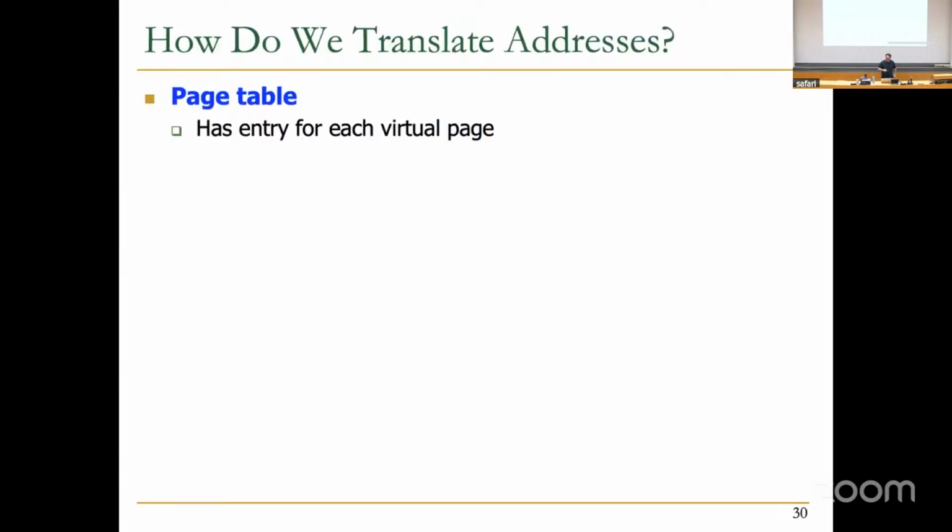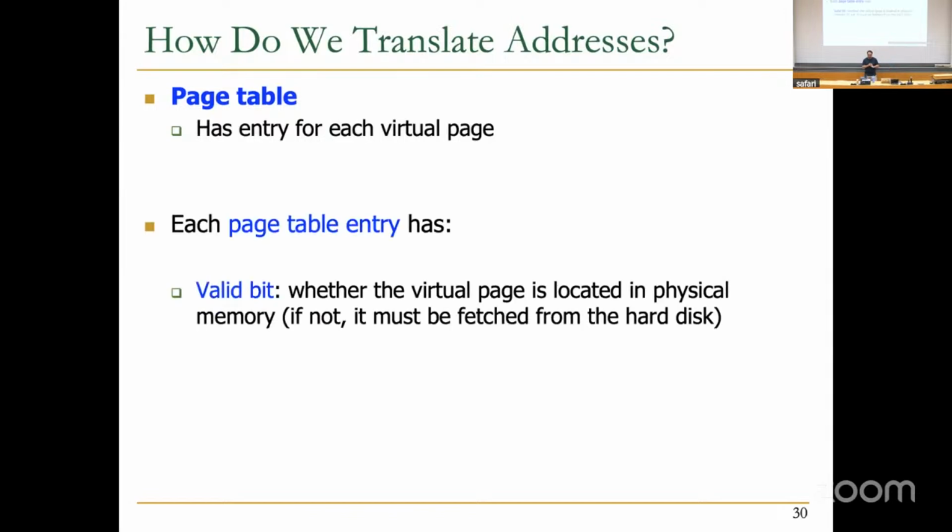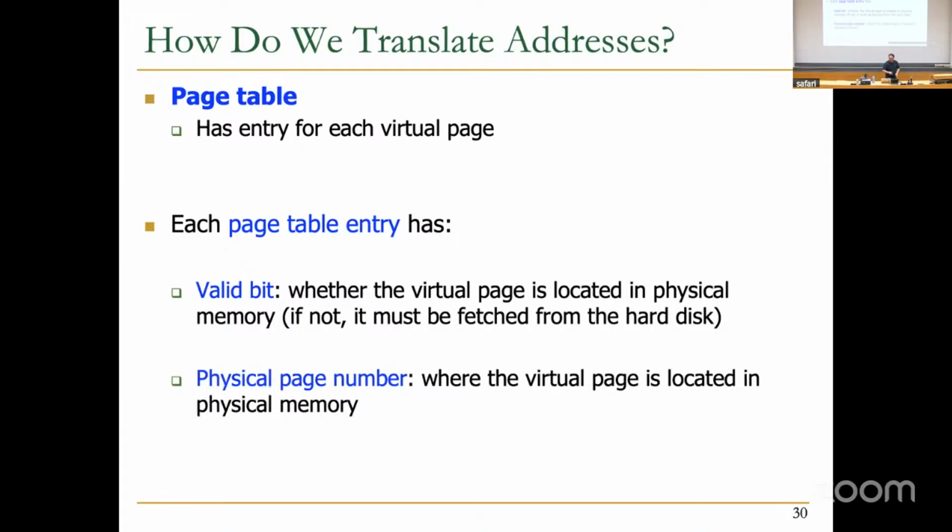Okay, nice. And the question is, how do we do this translation? So we use a data structure called the page table. And the page table has an entry for each virtual page. And each page table entry has a validity bit. And the validity bit tells us that this virtual page that you're trying to translate is located in the physical memory. It's not on the disk. So using the validity bit, we know that indeed our data is inside the physical memory. We also get the physical page number.